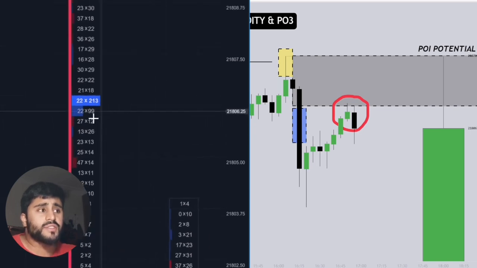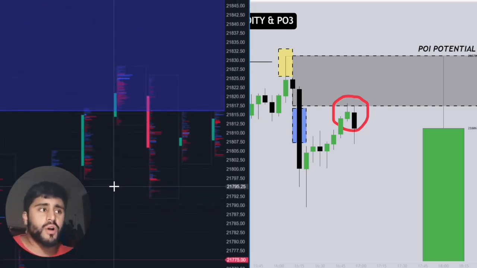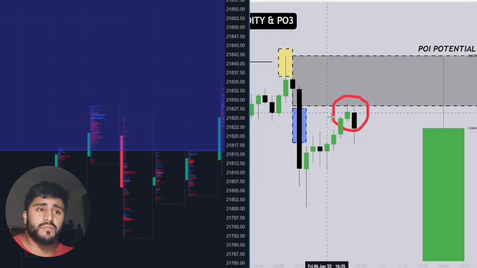In this case, the delta very simply is going to be 213 minus 22, which is roughly 190 something. So you can see a significant blue delta. You can see significantly more aggressive buyers in this region. Now the question becomes, are these buyers being rewarded? And that's why we have POIs and fair value gaps in the first place.